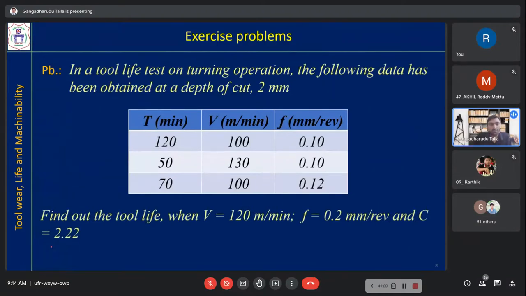So this is a more simple problem. In a tool life test on a turning operation, the following data has been obtained at a depth of cut of 2 mm. T, V, F are given. So what is the equation? V T power N1, F power N2, because F is also given, is equal to C.